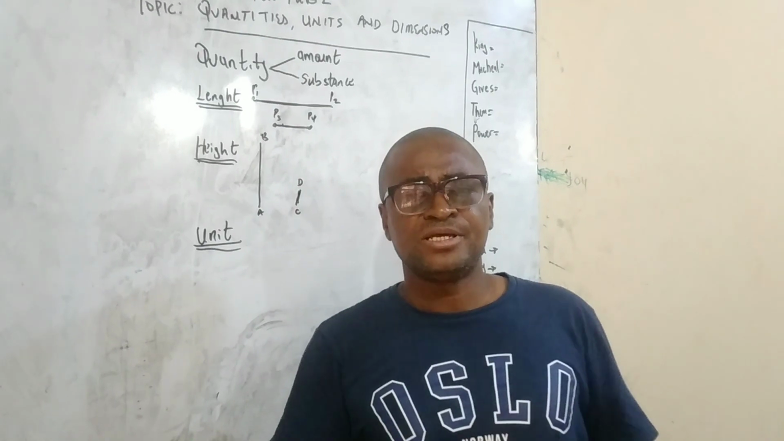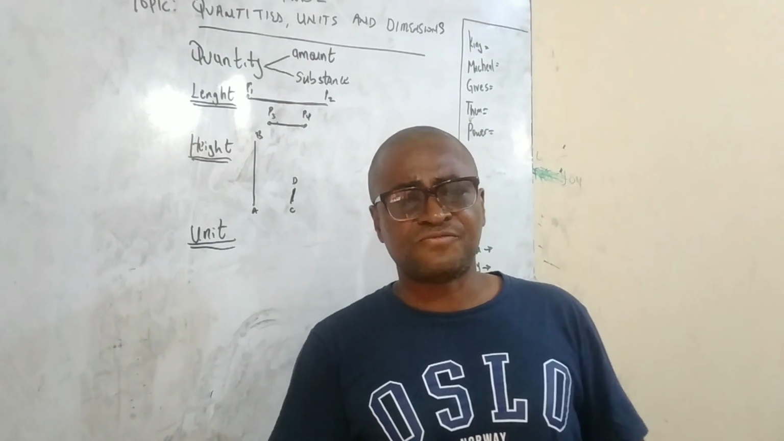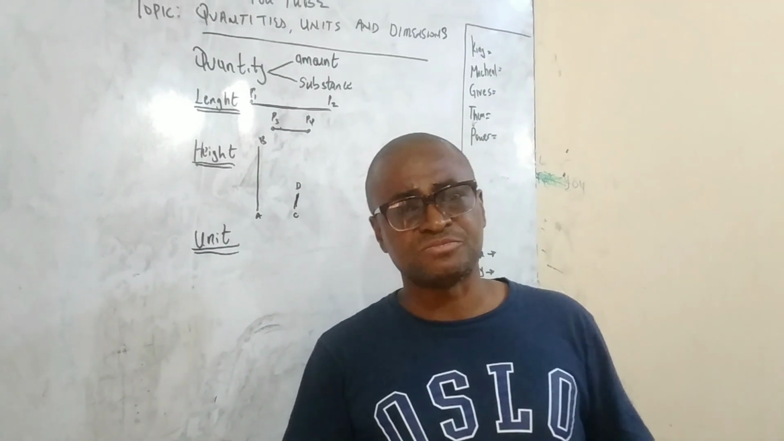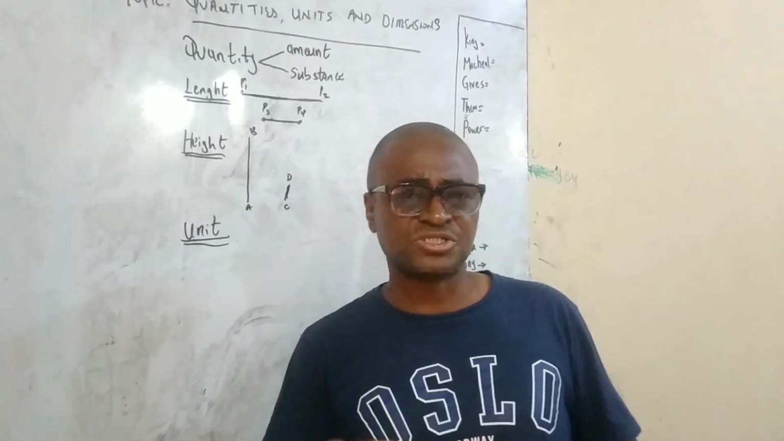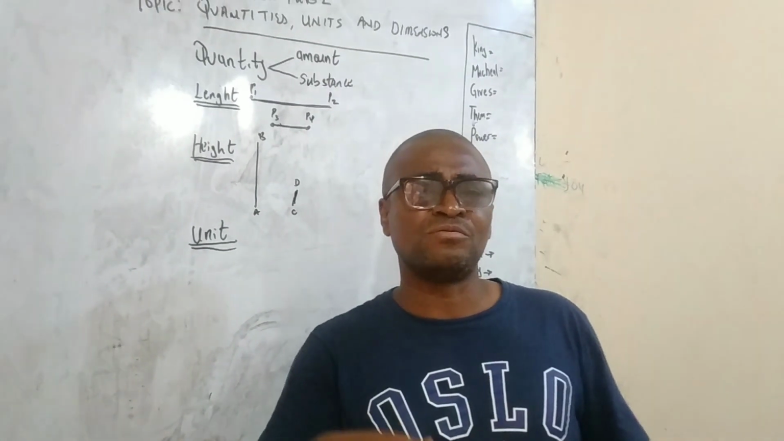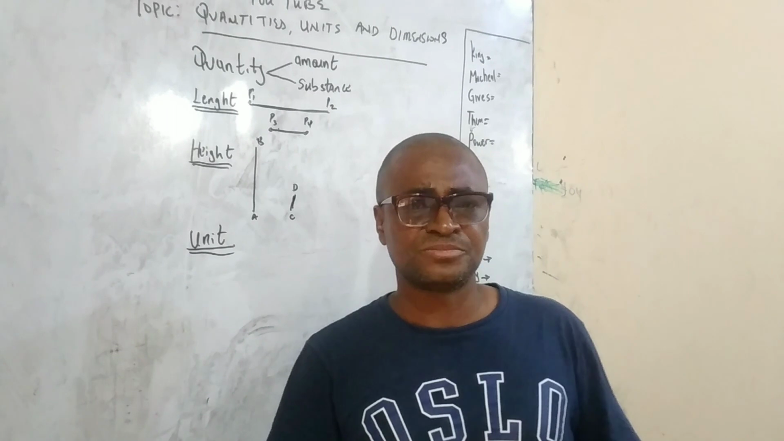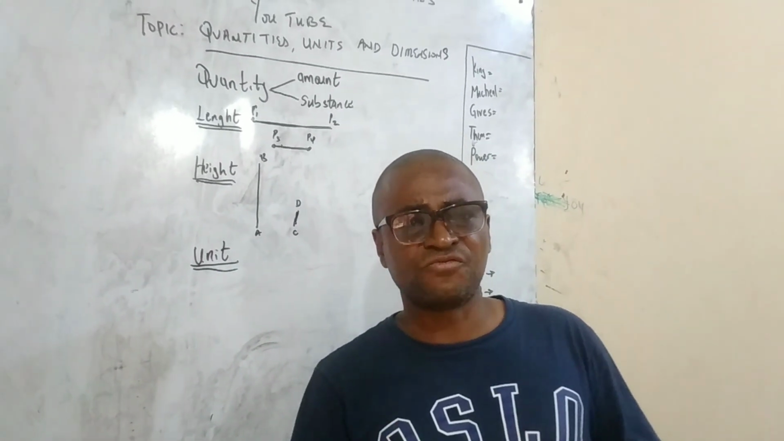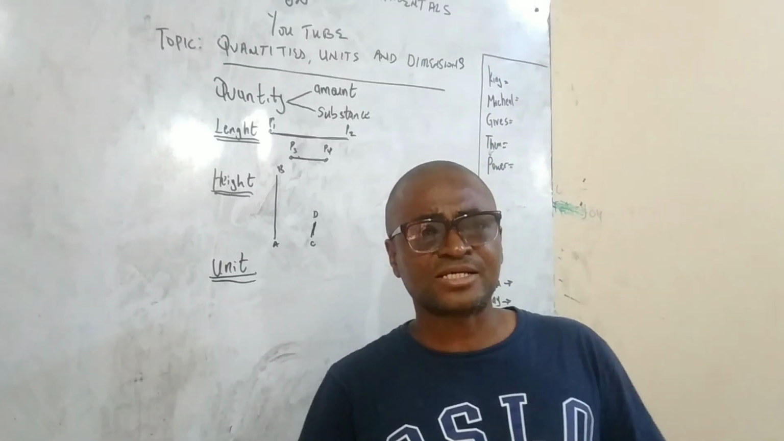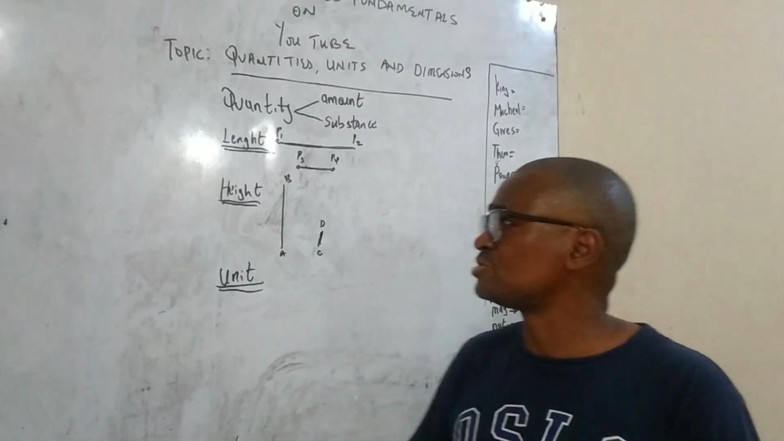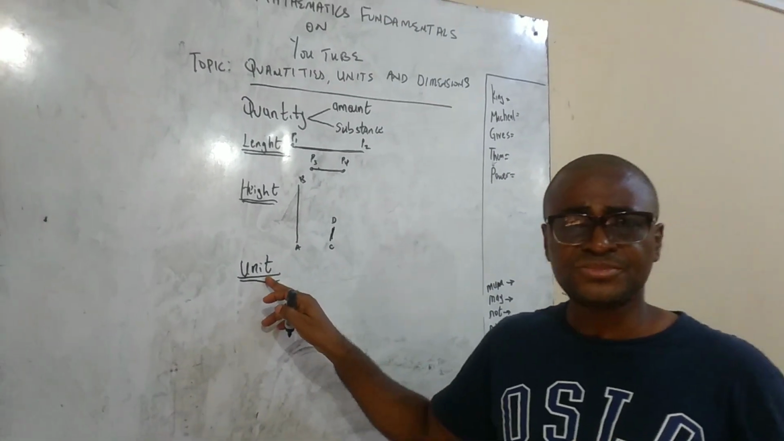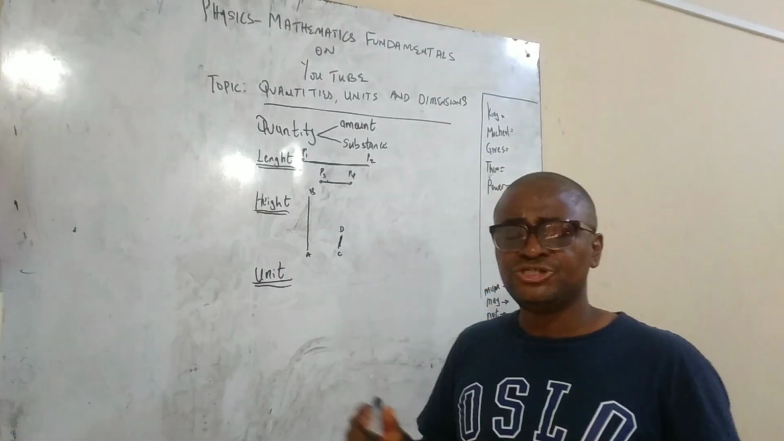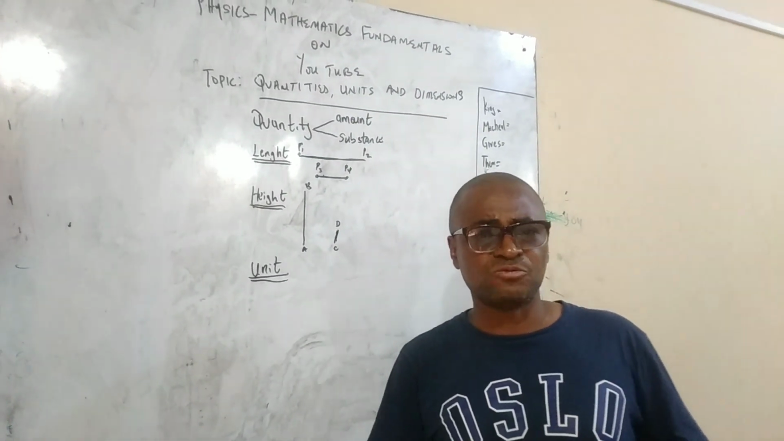If I, as a teacher, call Shegun, the two of them will answer me. In order to distinguish which of the Shegun I'm calling, I will have to put something like their surname. So their surname will distinguish one Shegun from the other. In this case, that surname is standing in the place of what is called unit. So, in a nutshell, unit is describing the type of quantity we are referring to.